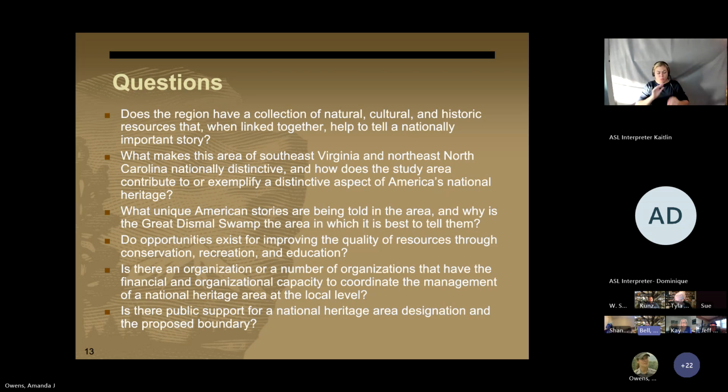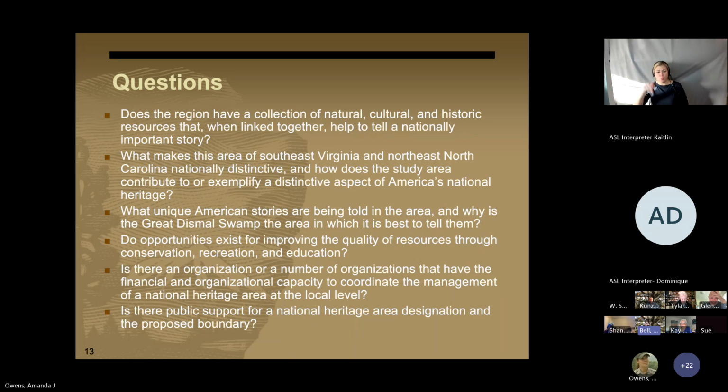We also want to know what makes, in particular, this part of Southeast Virginia and Northeast Carolina nationally distinctive, and how does the study area contribute or exemplify a distinct aspect of the American national heritage. We want to know more about what stories are being told in the area that reflect that national heritage, and why is the Great Dismal Swamp area the best place to tell those stories?